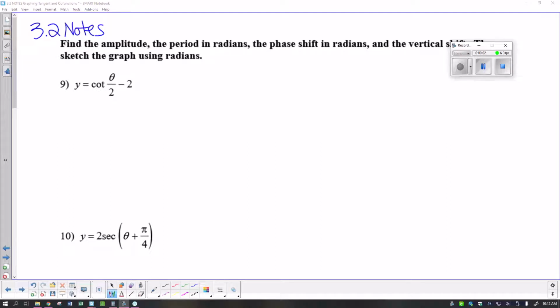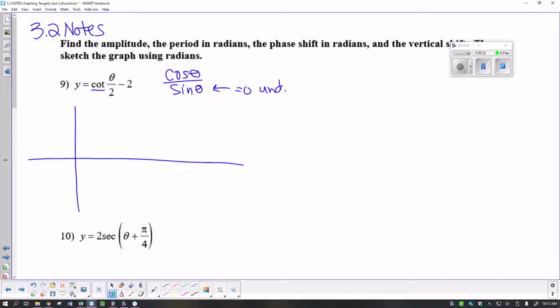All right, pick up where we left off, 3.2 notes number 9. So we're going to start with this cotangent function. So think about that as cosine of theta over sine of theta. And why we're interested in that is when this equals 0, then our cotangent function is going to be undefined or have those asymptotes. So let's get our axes on here.